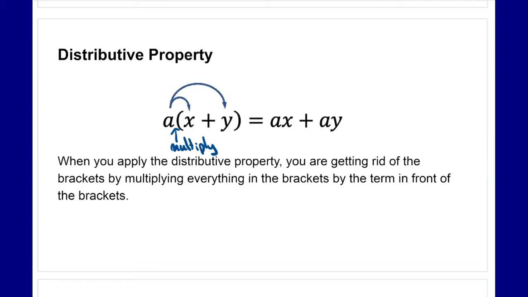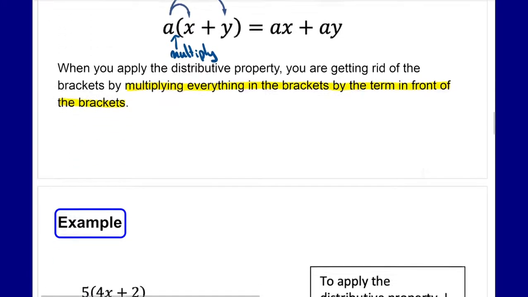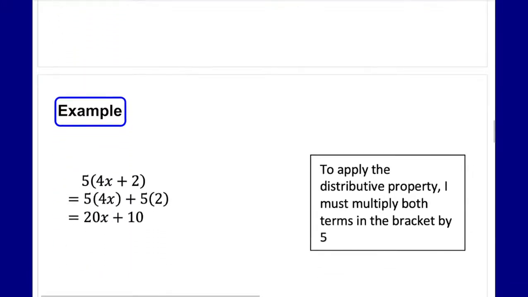So that when we distribute the property, we get rid of the brackets by multiplying everything in the brackets by the term in front of the brackets. So that's what we're going to be looking at today. So let's look at an example that's already done for us. 5 times 4x plus 2 in brackets.